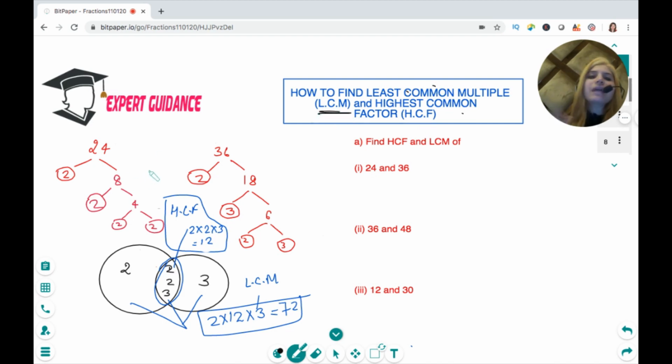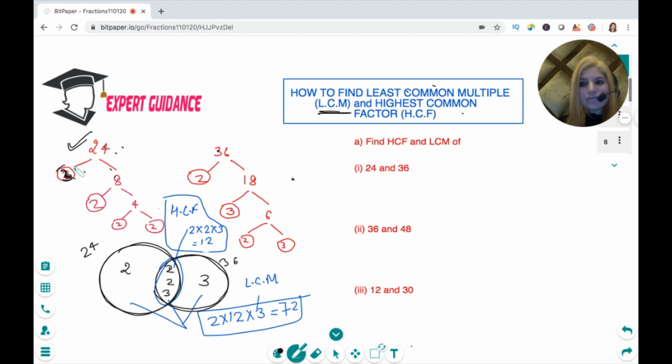Now, for finding the LCM and the HCF, we will take help of these Venn diagrams. One circle we dedicate to one number and the other circle we dedicate to the other number. For each of these numbers, we'll be finding the prime factors. Now, how do we work out the prime factors of 24? It is 8 times 3. So 8 times 3 is 24.